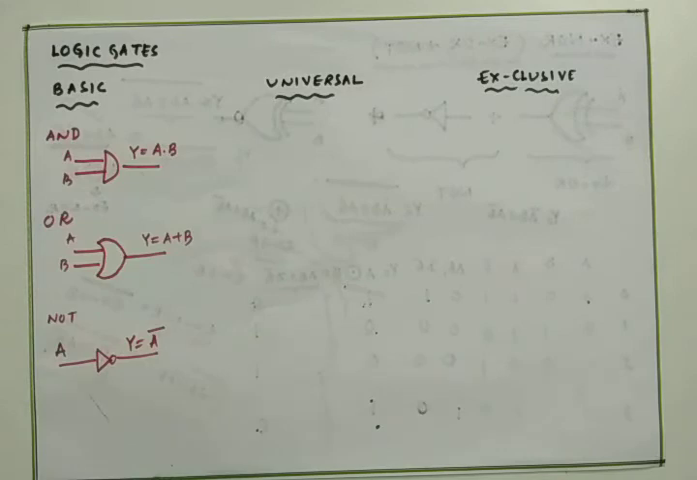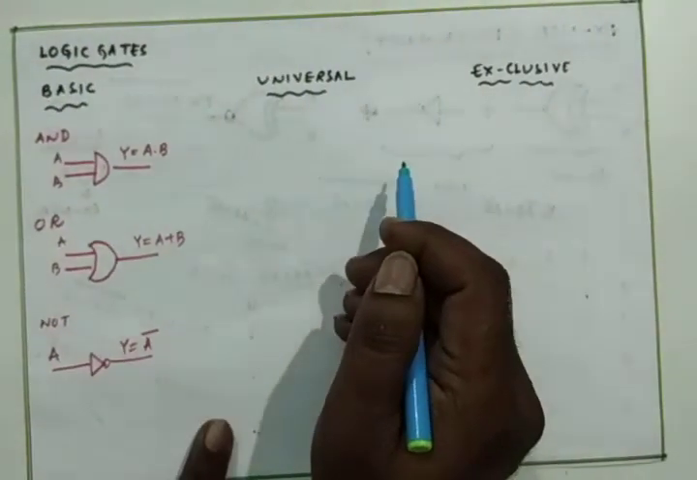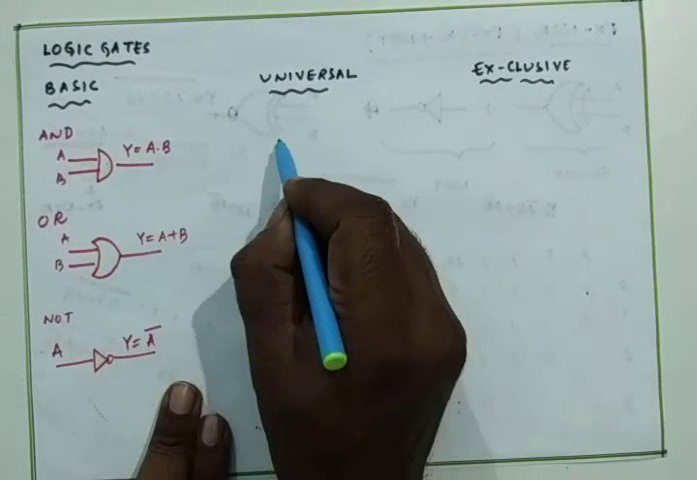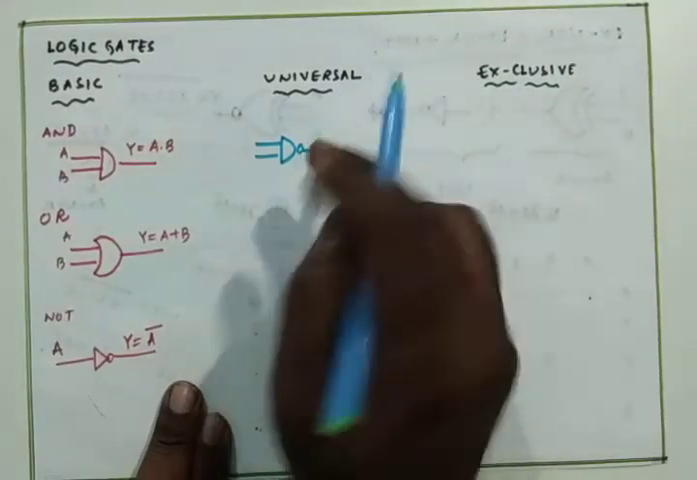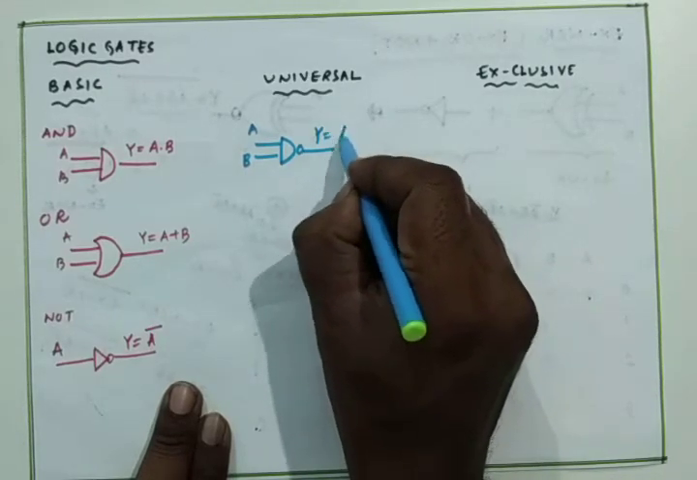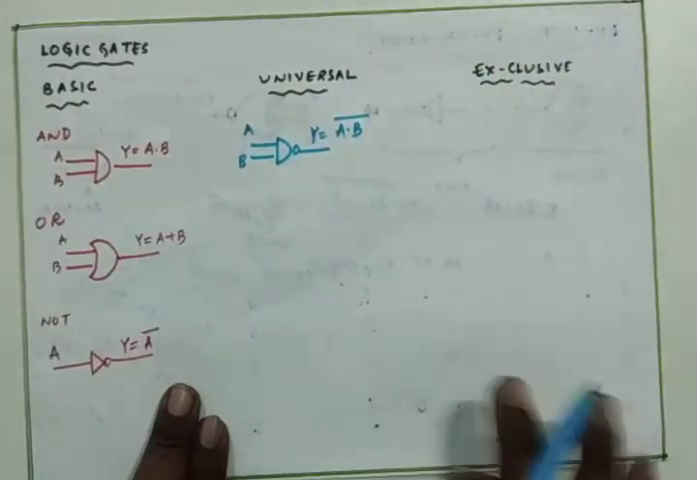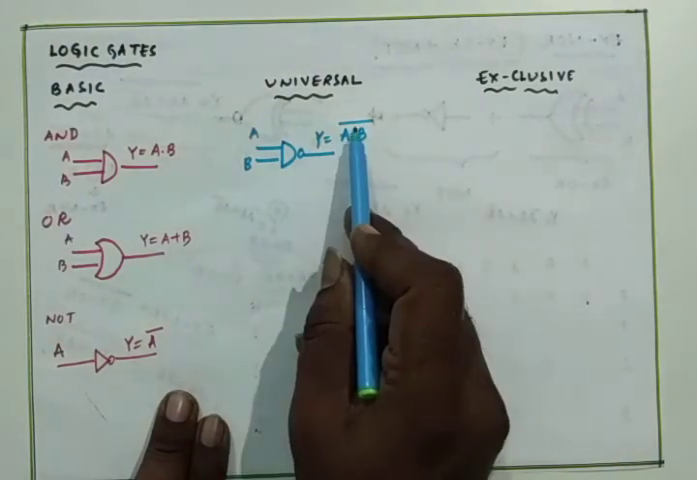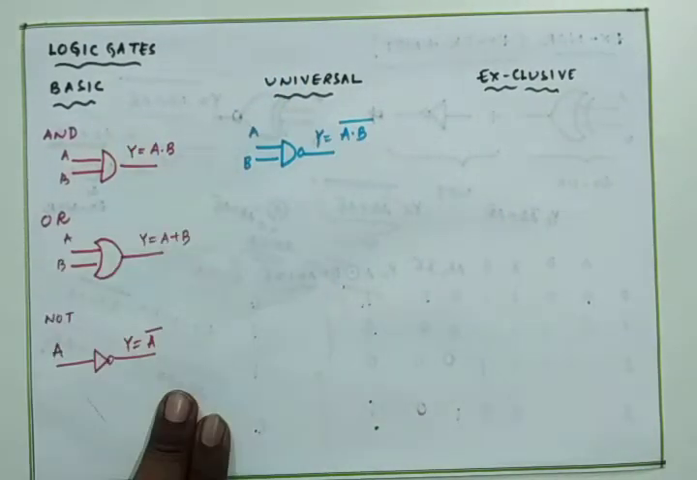Then coming to the universal gates. There are two universal gates, one is the NAND gate, another one is the NOR gate. The NAND gate is nothing but the complement of AND. NAND is AND followed by NOT. Without the bubble, it is simply an AND gate. It is A, B and Y is equal to A dot B, complemented. By employing the bubble, we get the complement. So the NAND gate is completely the inverse of the AND gate.